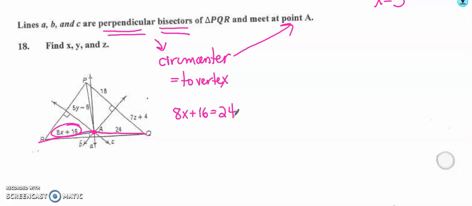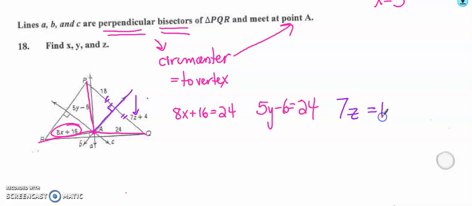Let's try to find y. Right here is where y is. It's 5y minus 6, and that equals 24 again, because it's equal to the vertices. And the last one I need to find is this z. Because this is a perpendicular bisector, to find z, I would set 7z plus 4 equal to 18, and solve.